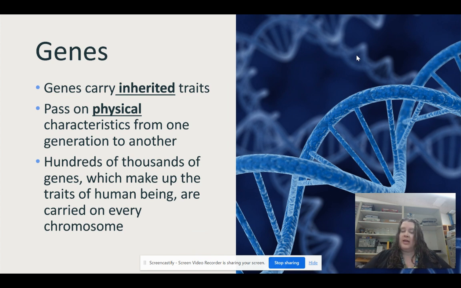Genes. Genes carry inherited traits. They pass on physical characteristics from one generation to another. As humans, we have hundreds of thousands of genes that make up who we are. These genes are carried on every chromosome. Some genes are influenced by multiple chromosomes. Some genes are influenced by just one. They're inherited traits. These are the things that we get from our biological parents.